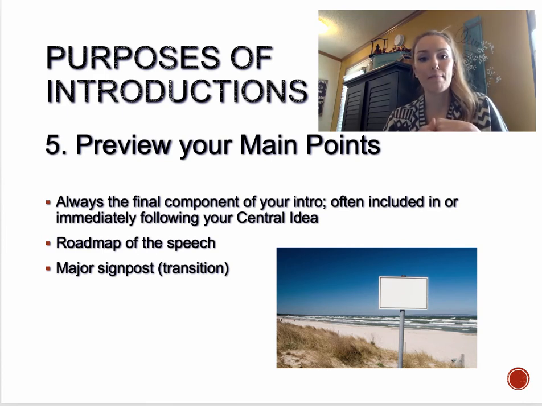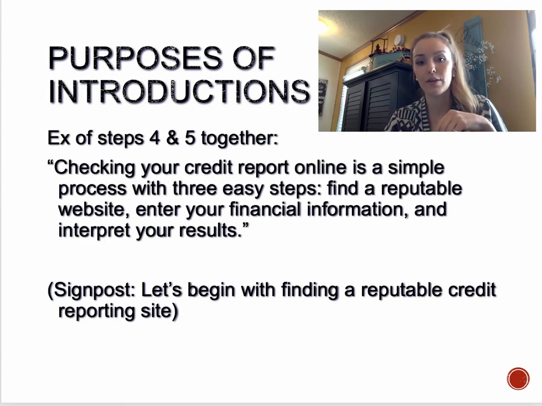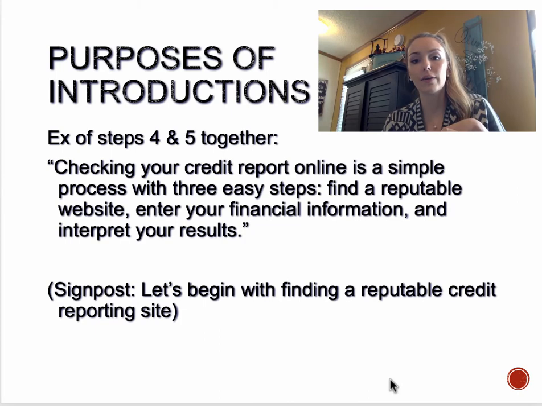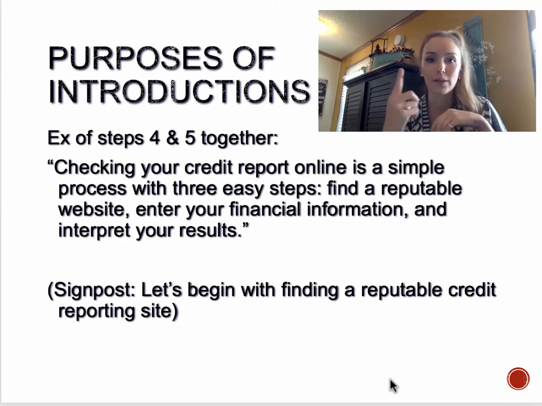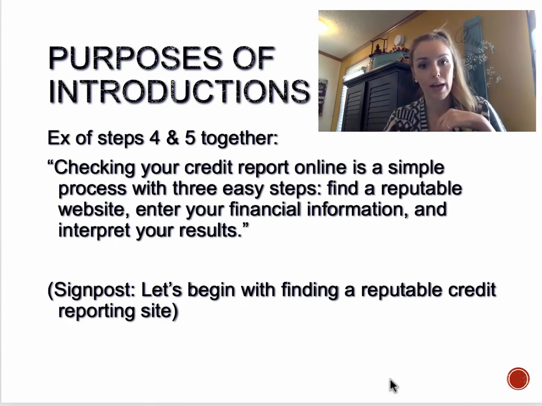So this is almost like a major signpost, a major transition, right? It's telling us exactly what is to come in the speech in a certain order. So, for instance, if you put steps 4 and 5 together, you might say something like, checking your credit report online is a simple process with 3 easy steps. Find a reputable website, enter your financial information, and interpret your results. And then your transition right away would say, let's begin with finding a reputable credit reporting site.